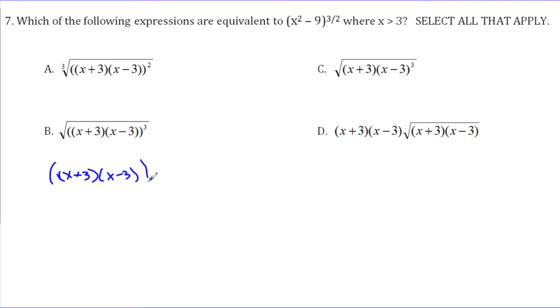There were parentheses around x squared minus 9, so I'm going to put big parentheses around this. That's these big ones. And now it's being raised to the 3/2 power. So all I did was simplify, or factor, x squared minus 9.